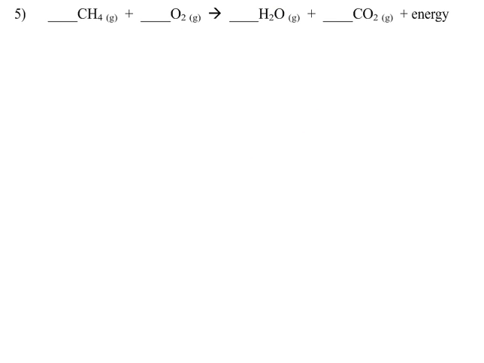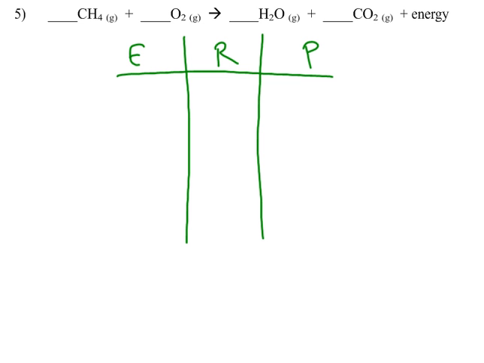Last equation here. Our elements: carbon, hydrogen, oxygen. On the reactant side, I have 1 carbon, 4 hydrogens, 2 oxygens. On the product side, I have 1 carbon, 2 hydrogens, and 3 oxygens.